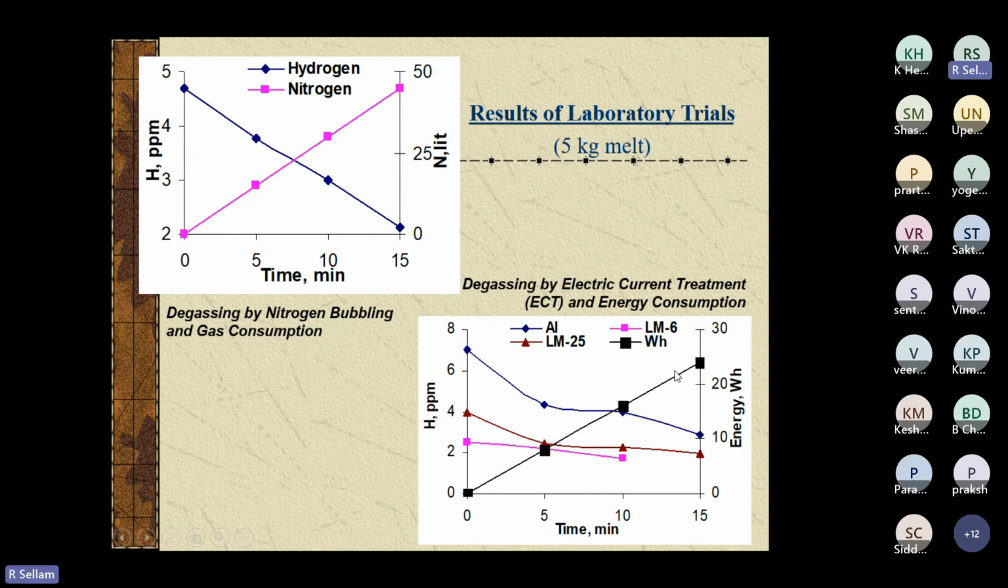It's electric current treatment. See different commercial aluminum: LM25, LM6 eutectic aluminum, then power consumption. Power consumption is on a 5 kg melt basis. Power consumption gradually increases here. Then the energy requirement is 10 to 20, around 25 watt-hour, in 15 minutes of purging. So the hydrogen ppm level falls from this to this level, and for aluminum LM25 it was like this. For LM6 eutectic alloy it is not significant.